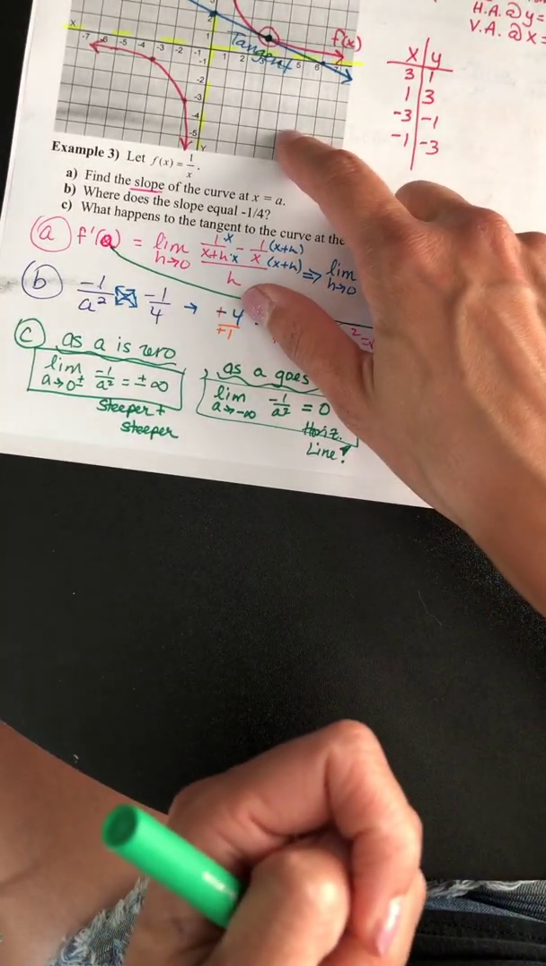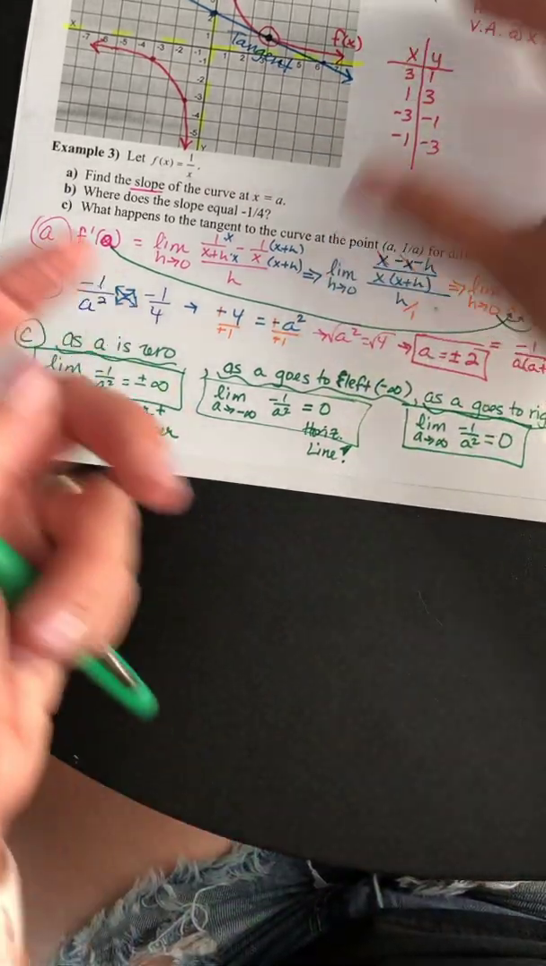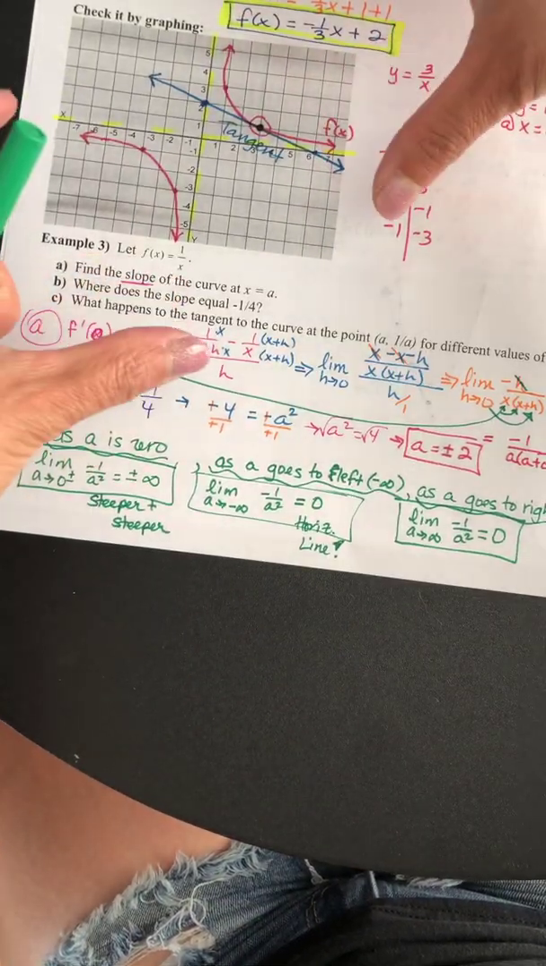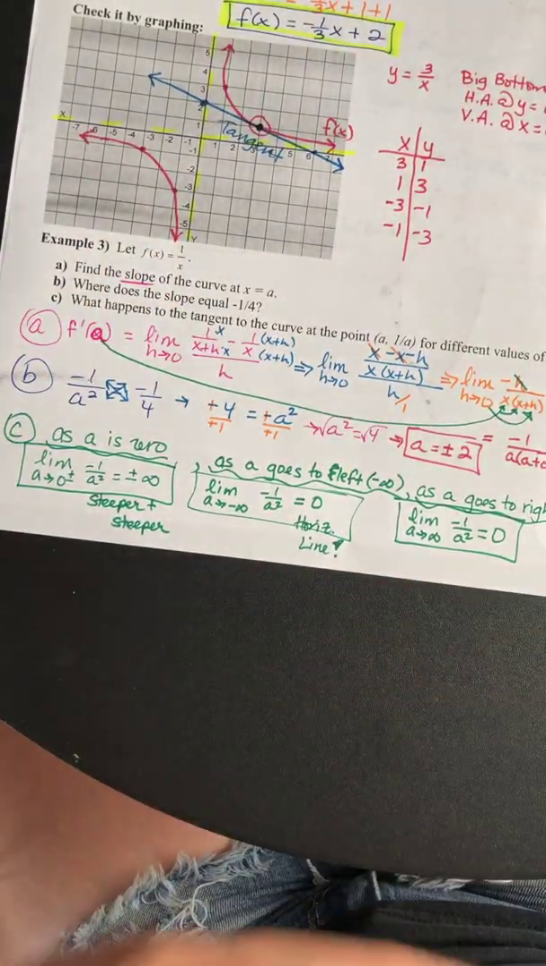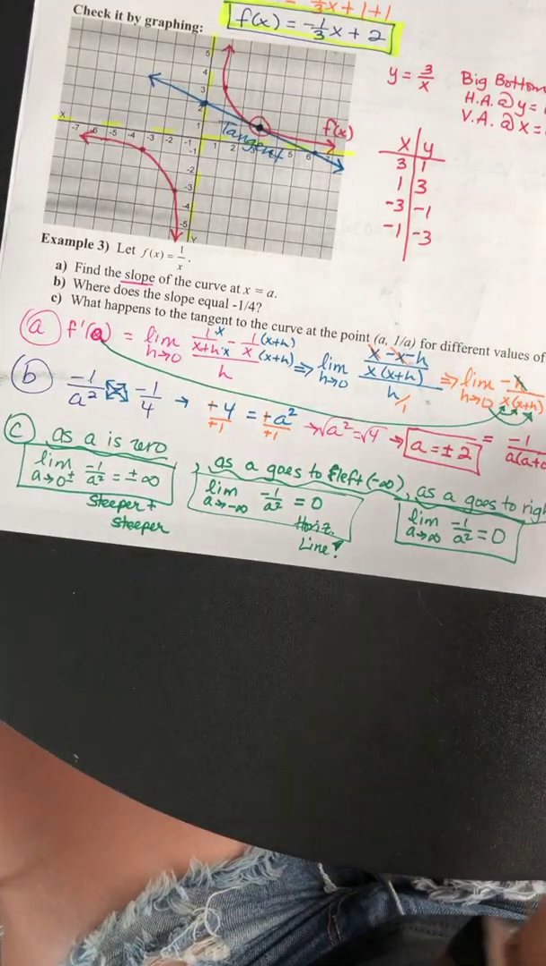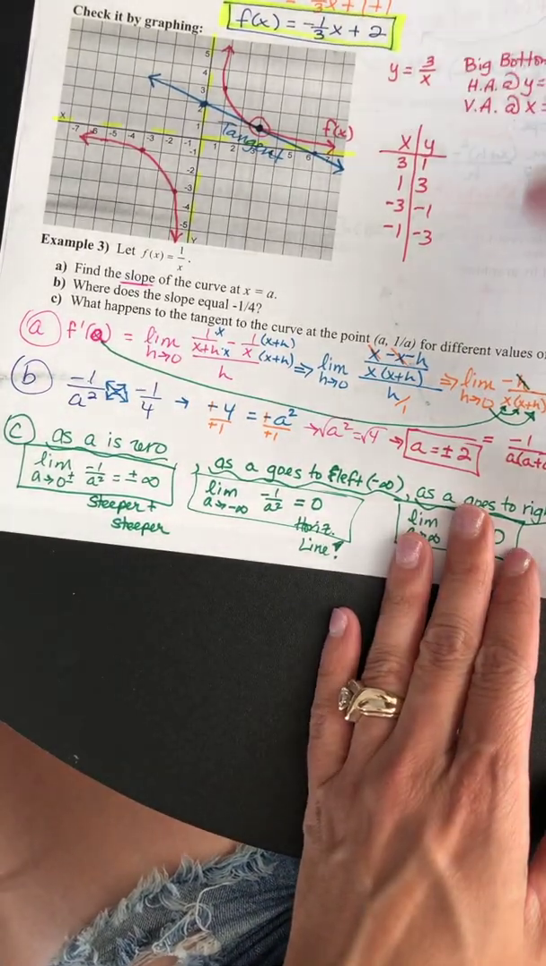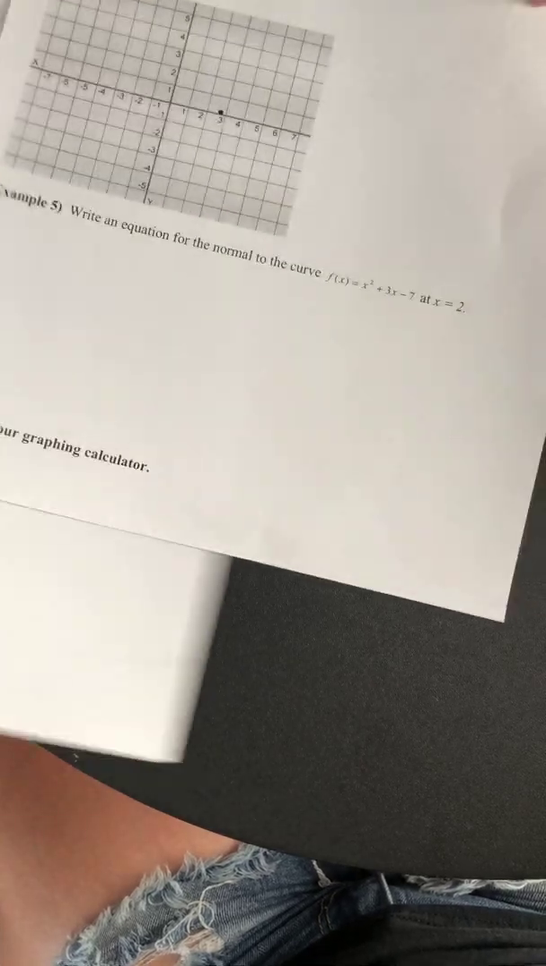Now this is not 1 over x, it's 3 over x, but the 3 on top just makes it fatter, but it's still going to be the same end behavior. Remember we talked about that? All right, next.